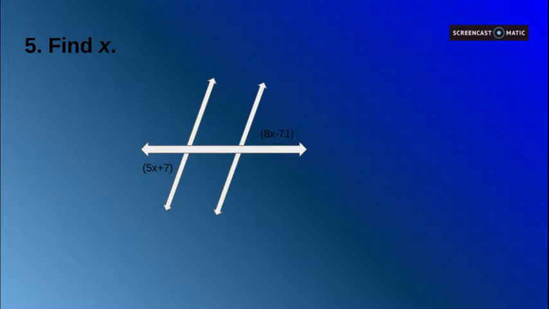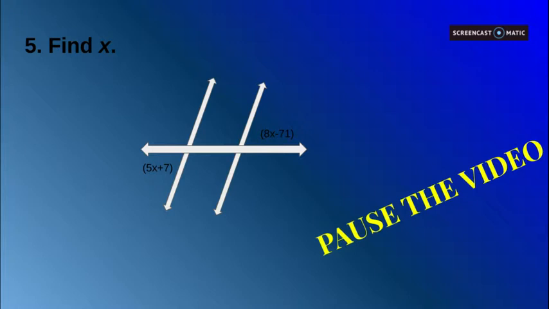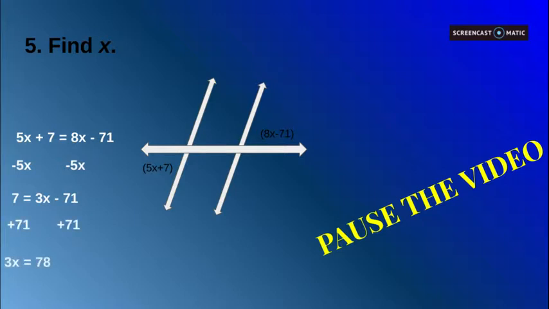Find x. So solve for x. Pause the video. Okay, the first thing that you know is since they're alternate exterior, the rule says that they are equal to each other. So you set them equal, get the x's on the same side, add 71, 3x equals 78, and you find that x equals 26.